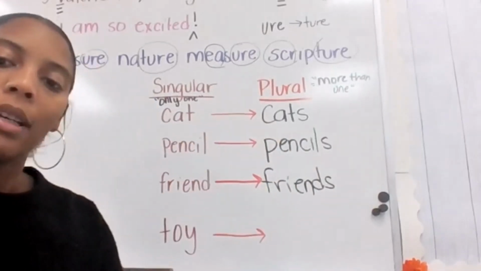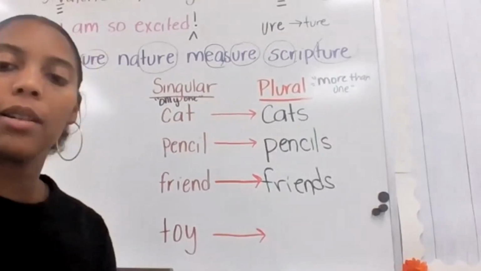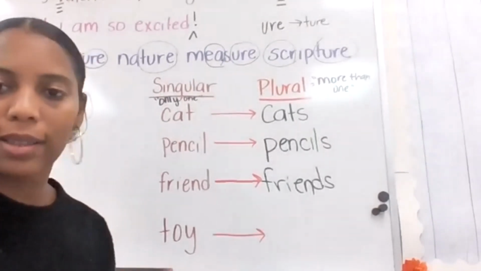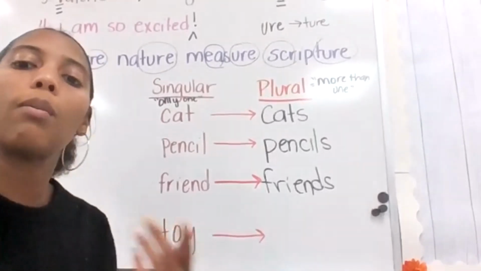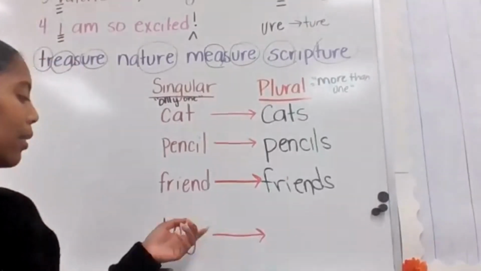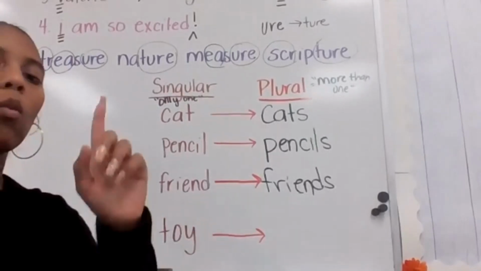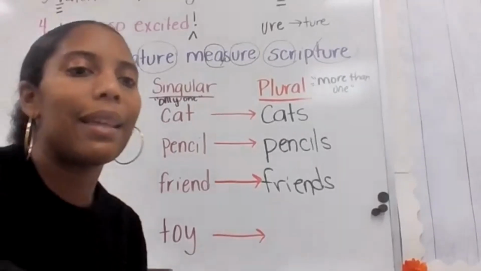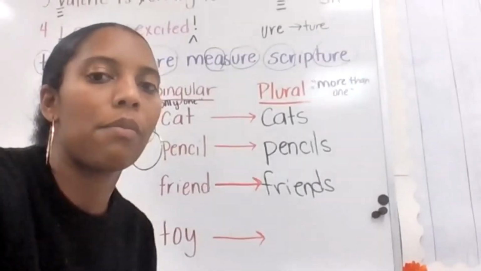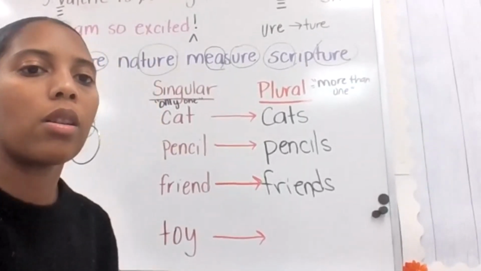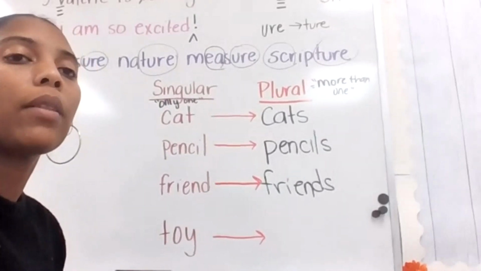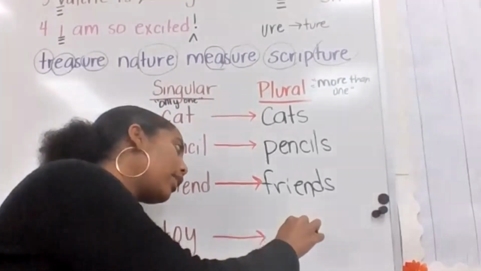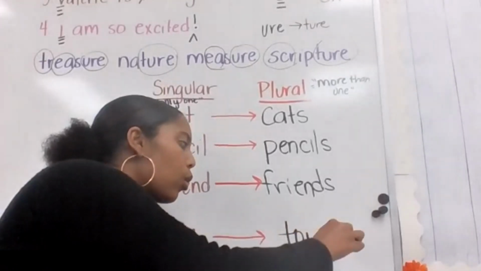So this is simple. Now, some of them, we actually have to change the letters. We'll get to that eventually, but for now, all you simply do is add the S to turn a singular noun, meaning one noun, into a plural noun, more than one. So I have toy, singular, only one. Let's turn toy into a plural noun, more than one. Okay. Evan? Just add an S at the end and it becomes toys.